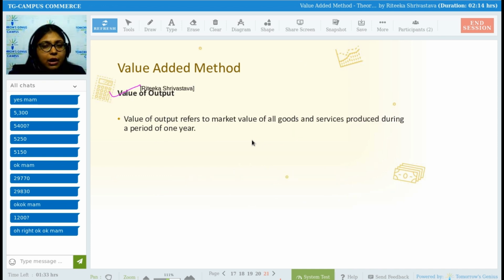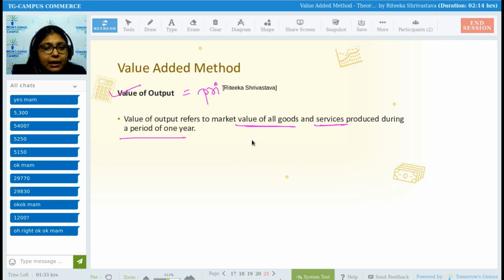Now, what is value of output? Value of output refers to the market value of goods and services provided during a period of one financial year. It is nothing but the market value, the price at which the goods and services are being provided in the market. Suppose there are goods A, B, C, D. These goods can be anything: A can be clothes, B can be shoes, C can be bags, D can be grocery, anything.